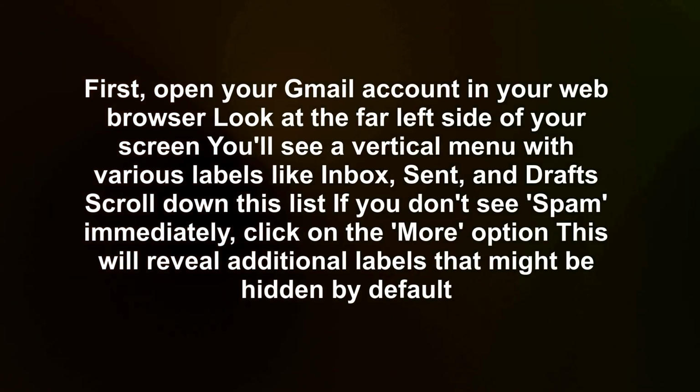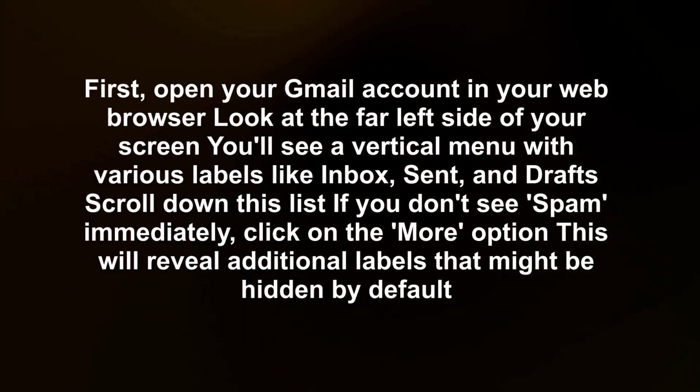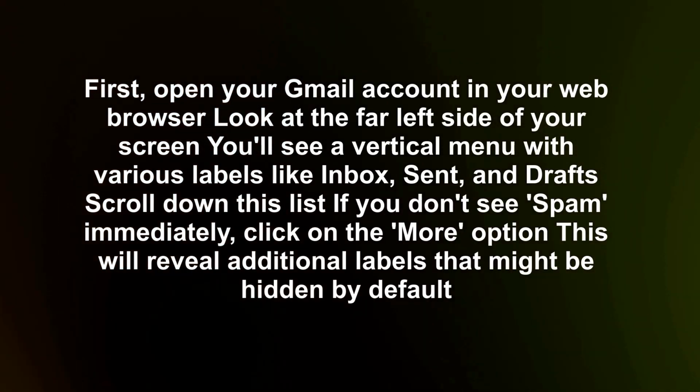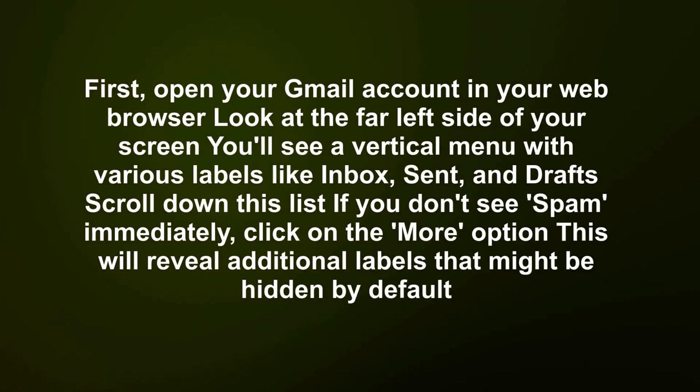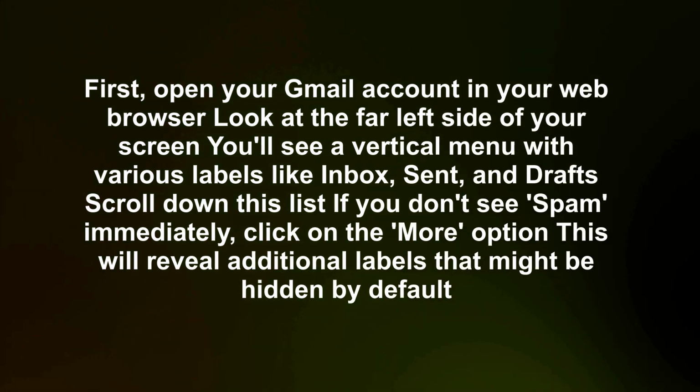First, open your Gmail account in your web browser. Look at the far left side of your screen. You'll see a vertical menu with various labels like Inbox, Sent, and Draft. Scroll down this list if you don't see spam immediately.